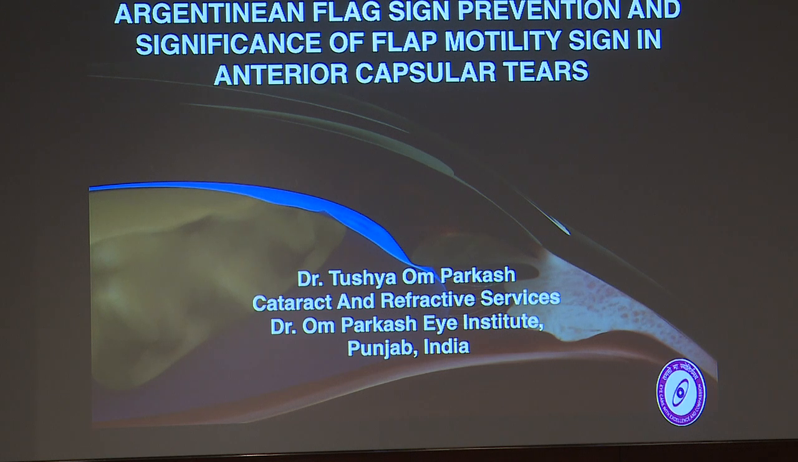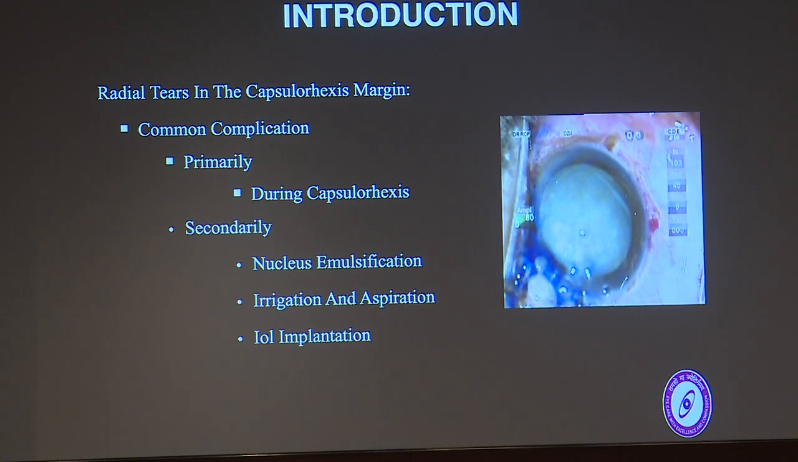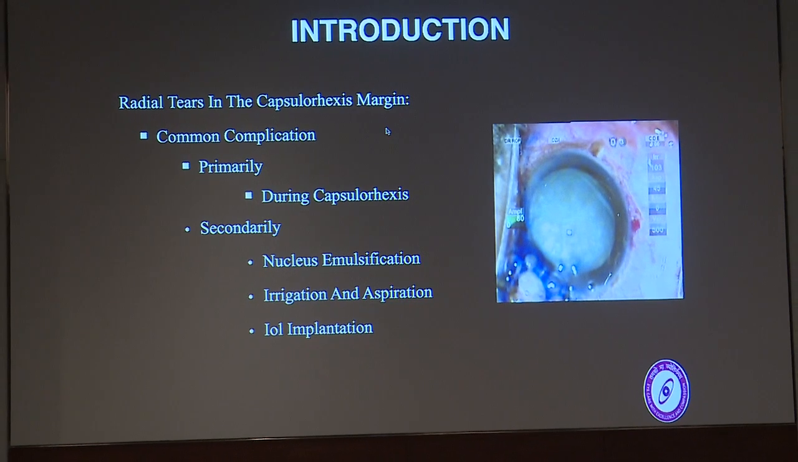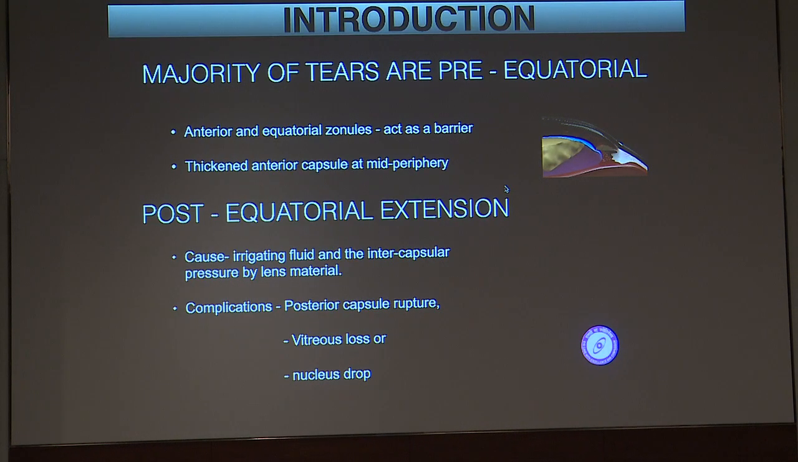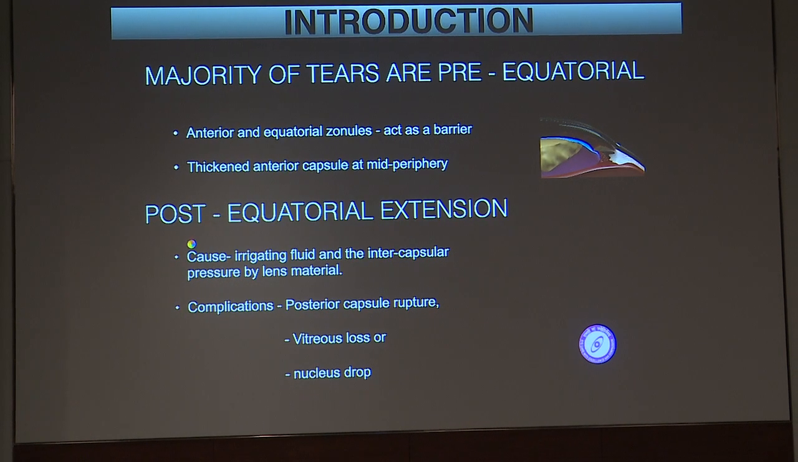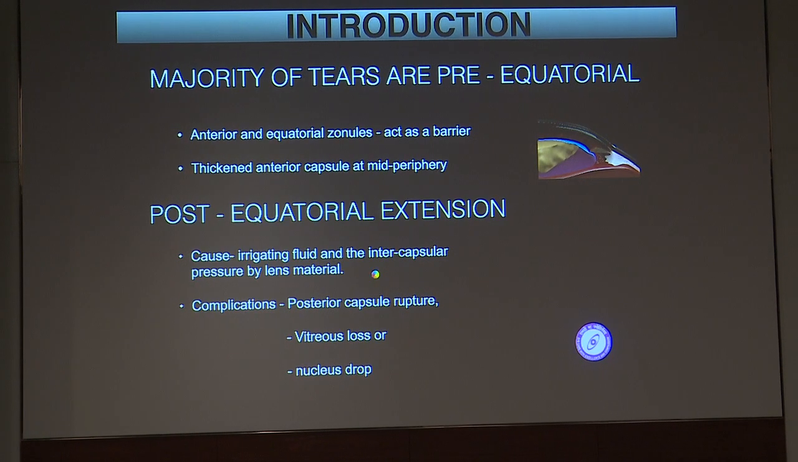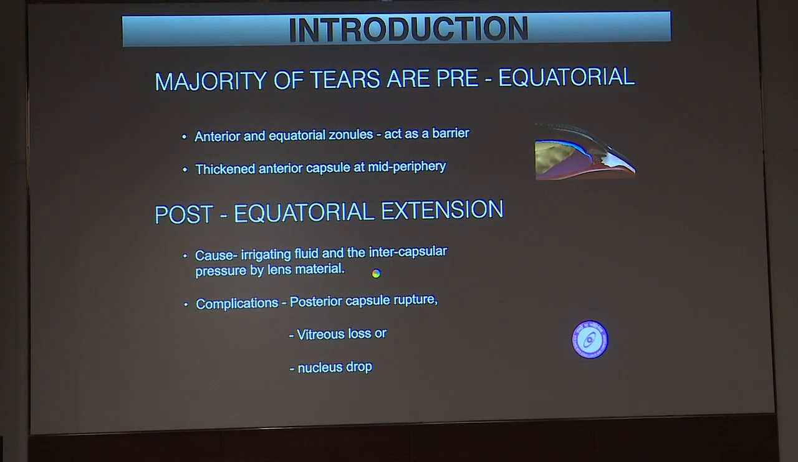So coming to the Argentinian flag sign, prevention and significance of flap motility sign in anterior capsular tears. As we all know, radial tears in the capsulorhexis margin are a common complication. They primarily occur during the capsulorhexis or can occur during any stage of nuclear emulsification. Majority of the tears are pre-equatorial in nature because of the anterior and equatorial zonules which act as a barrier, and the thickened anterior capsule at mid-periphery.